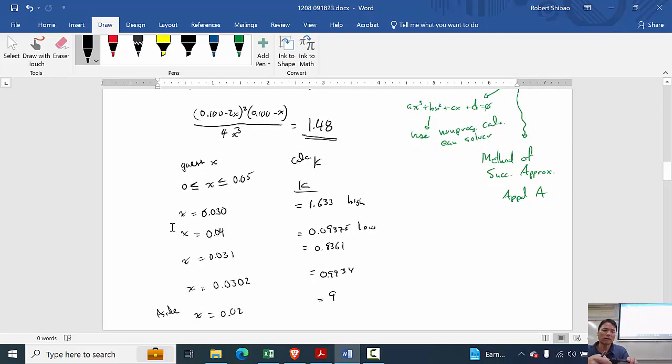Let me just double check this other calculation really quick. What did you get? 1.037. 1.037 for what? 0.03? Yeah. Okay, something was weird with the number. So 1.037. All right, thank you. What did you get for 0.02? Did you get 9? Yeah.